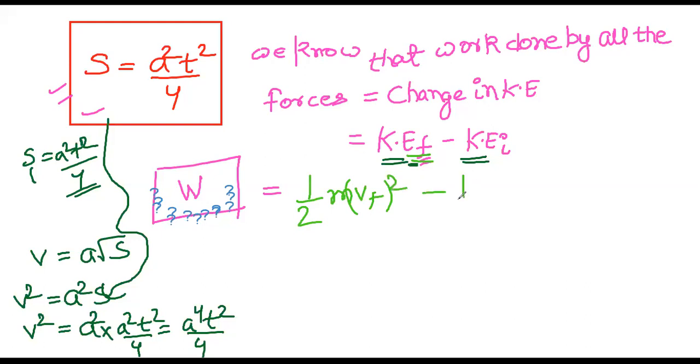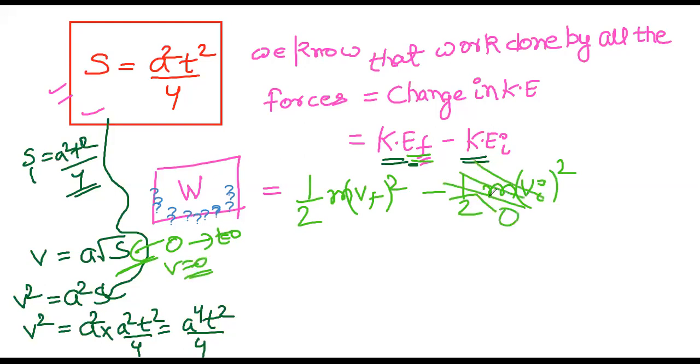Okay, and for the initial term we will use half m v initial square. We know that the initial velocity was 0, as if you put s equals to 0 in this formula, which corresponds to t equals to 0, then v will come out to be 0. So this term will cancel, because it tends to 0, students.